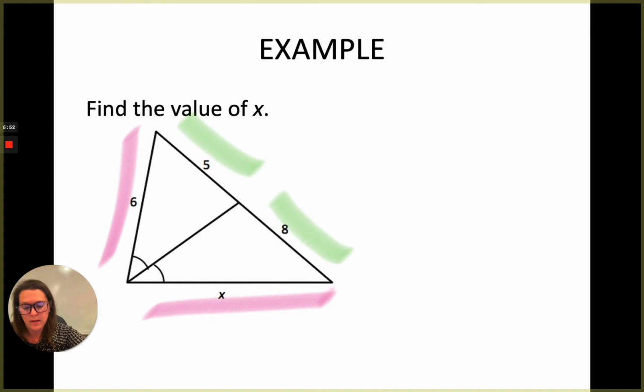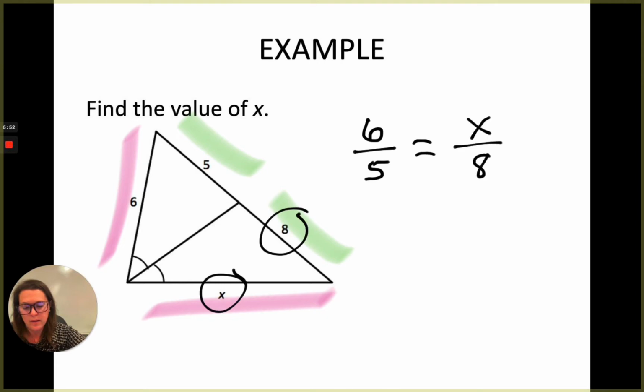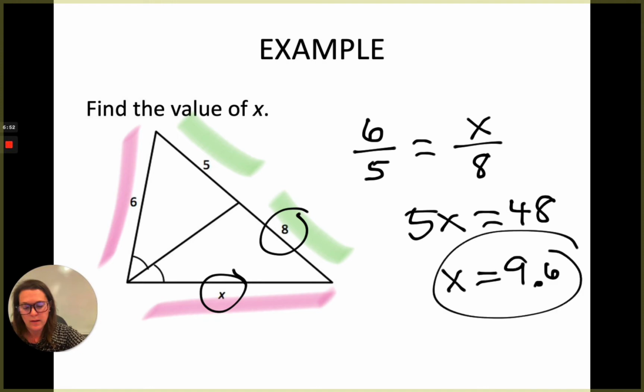So I'm going to do pink over green. Why not? So 6 over 5, so this pink over that green, is equal to this pink over that green, x over 8. When I cross multiply that, I get 5x is equal to 48. Dividing by 5 gets us 9.6 is our answer for x.